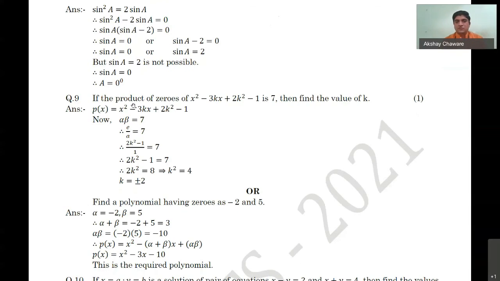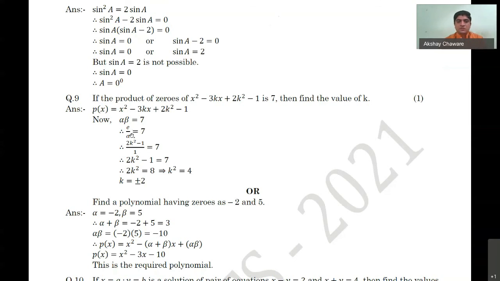So question number 9, next question. If the product of zeros of x square minus 3kx plus 2k square minus 1 is 7, then find the value of k. Now see, x square minus 3kx plus 2k square minus 1, this is nothing but a quadratic equation in x, where x is a variable. So if we compare again with the standard form ax square plus bx plus c, we will get the respective values of a, b, c here, and c is nothing but 2k square minus 1 as k is a constant. So alpha into beta is equal to 7 as given, product is 7.